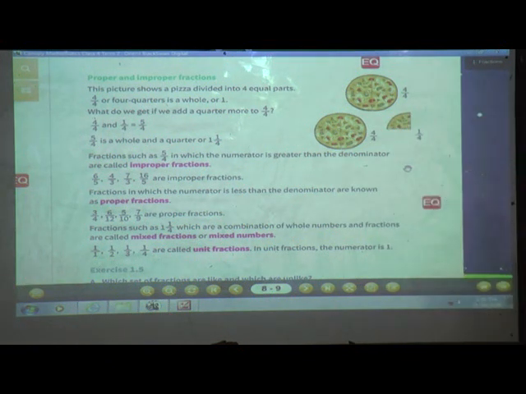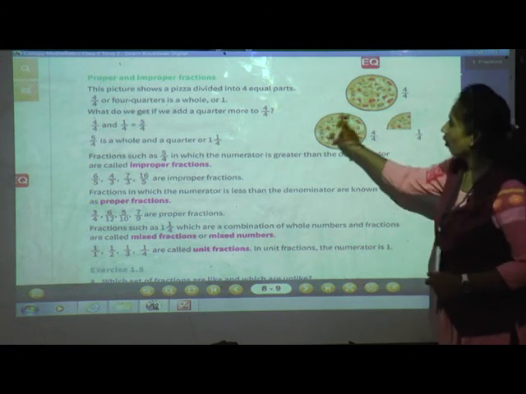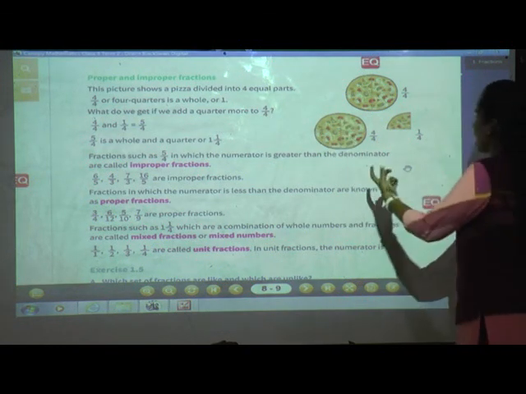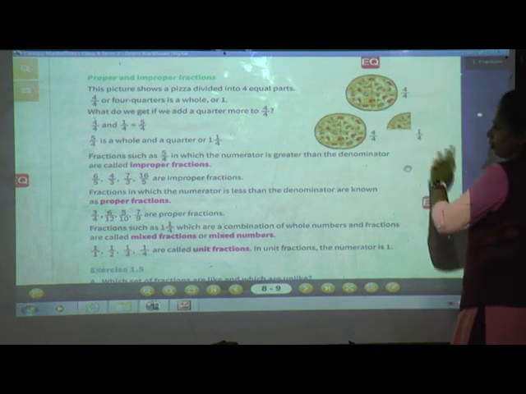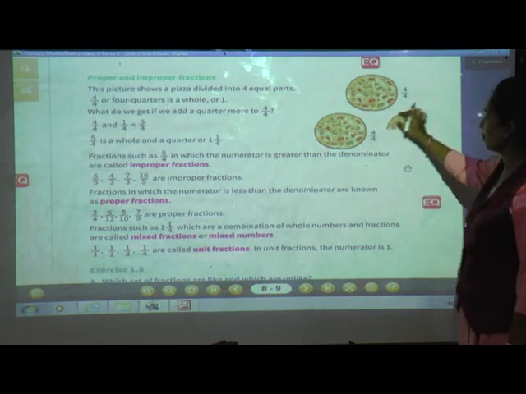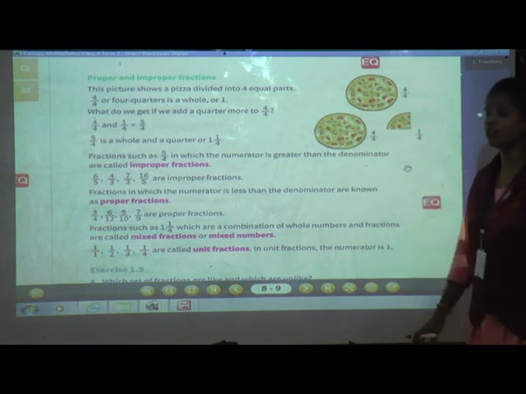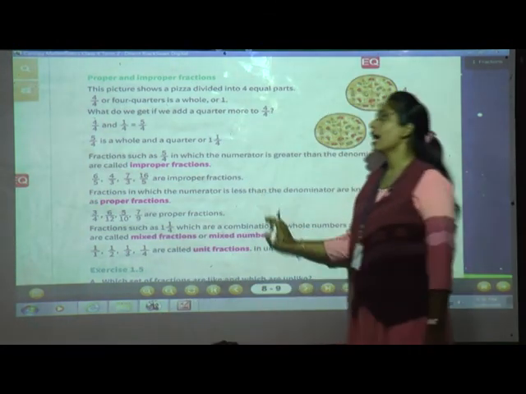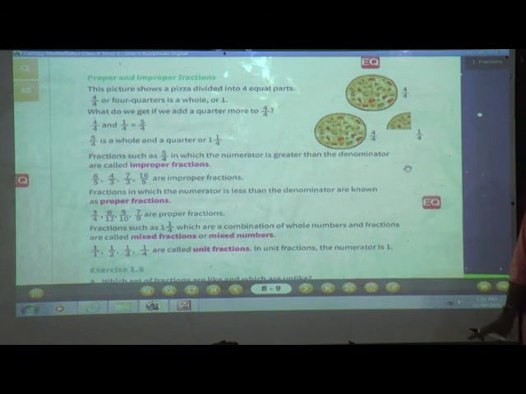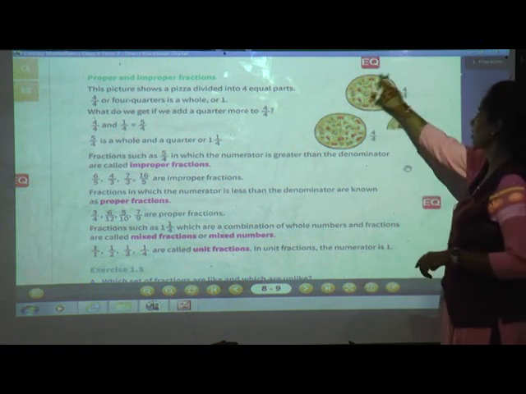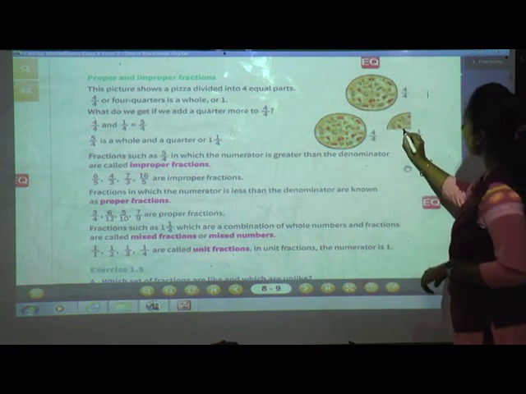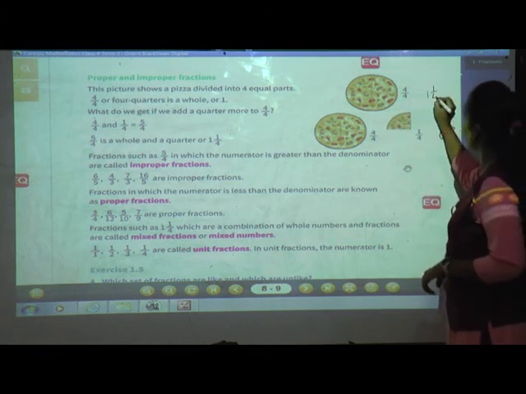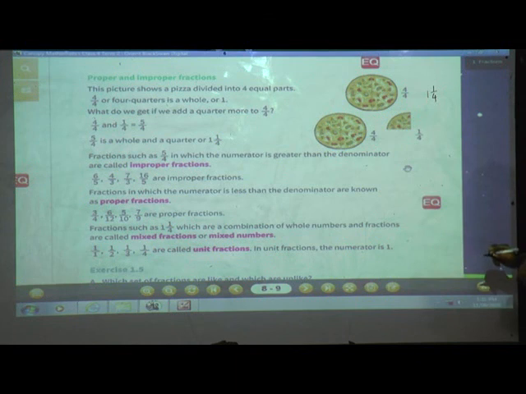Okay, so what do we get if we add a quarter more to 4 by 4? Now already 4 parts are there. Again if we add one more part of pizza, that is 1/4, a quarter part of pizza, what do we get? See, we get 5/4, which is a whole and a quarter, or it is 1 and 1/4. See, this means 1 whole. Now if we add this 1/4 part, we write in this way, isn't it?